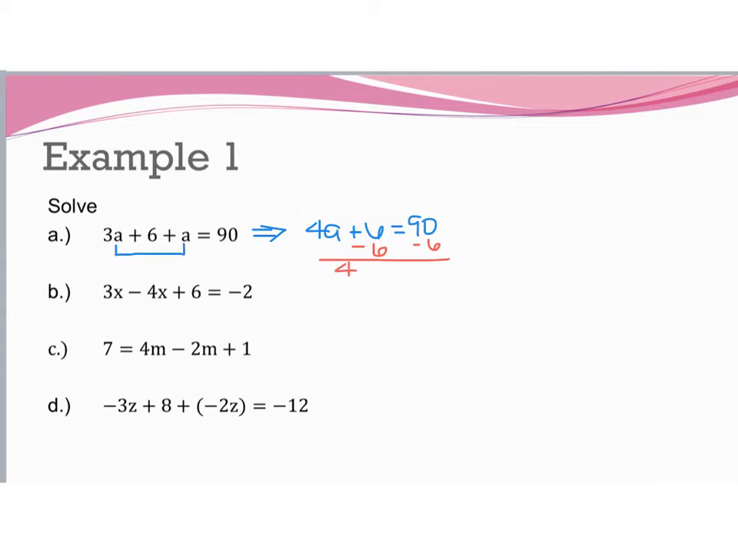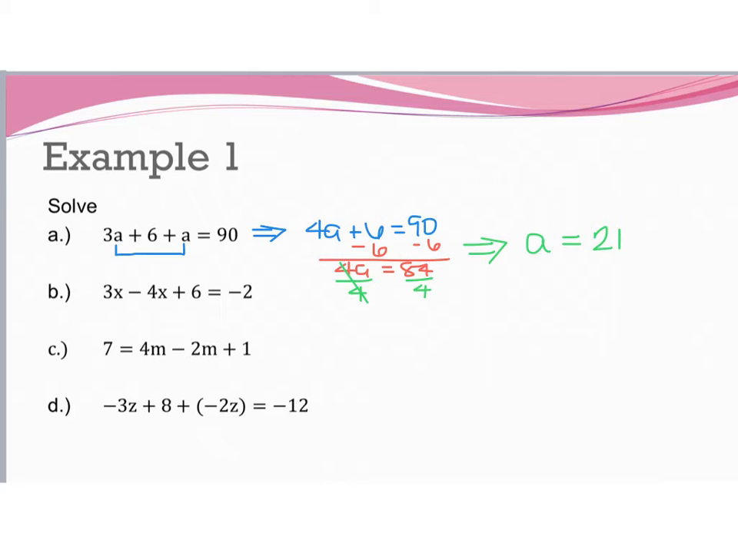And this gives me 4a equals 84. Then you can go ahead and divide both sides by 4. And my 4's are going to cancel. And this is going to leave me with a equals 84 divided by 4, which gives me 21.